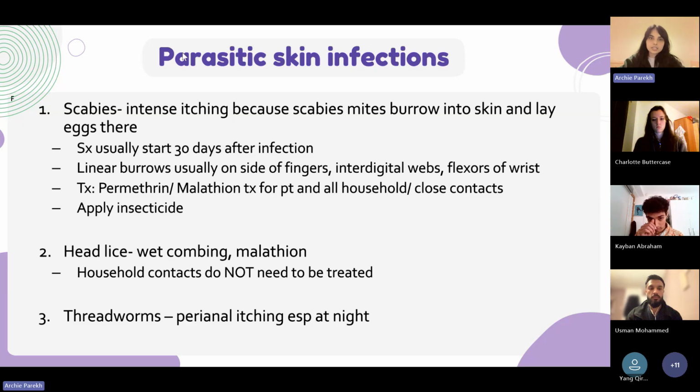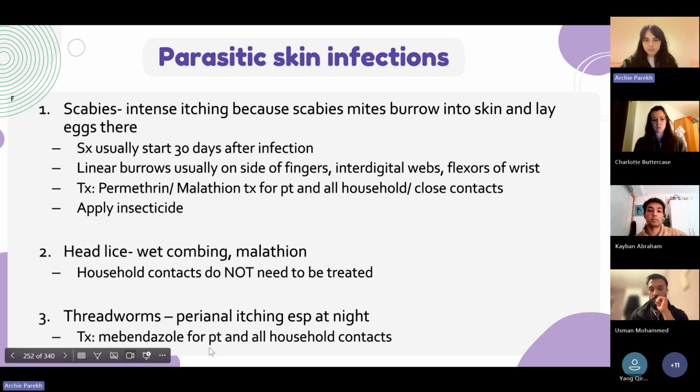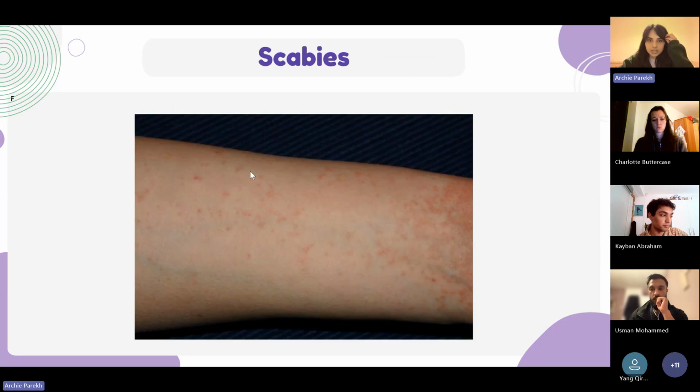And then another important parasitic skin infection is threadworms, especially in children if they have very itching at night or if they're very distressed during nighttime, and then you see worms coming out when you change their diaper. That's threadworms. And then you'd give them oral mebendazole for the child and for all household contacts as well, because it's very infective. This is just a picture of scabies. As you can see, it's meant to be linear burrows, which I think I might be a bit blind because I can't see them, but it's just a picture of scabies.